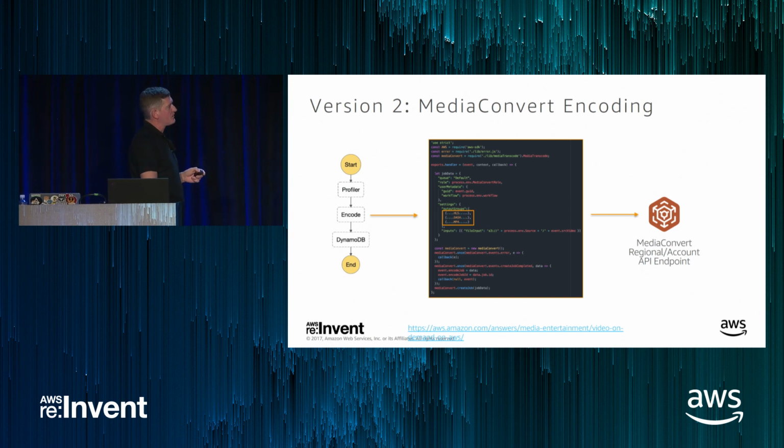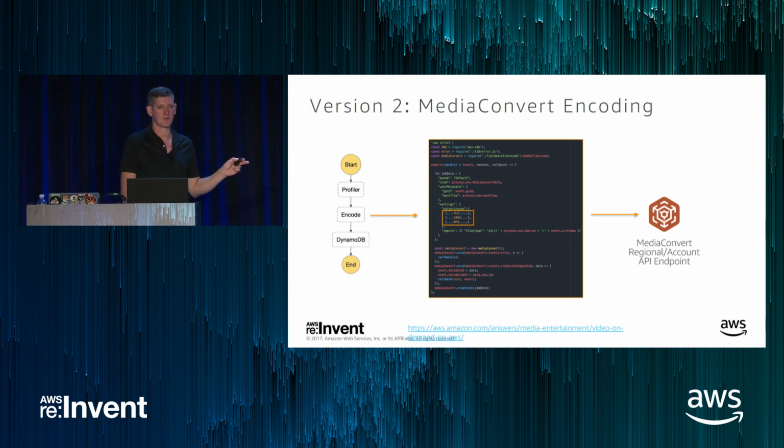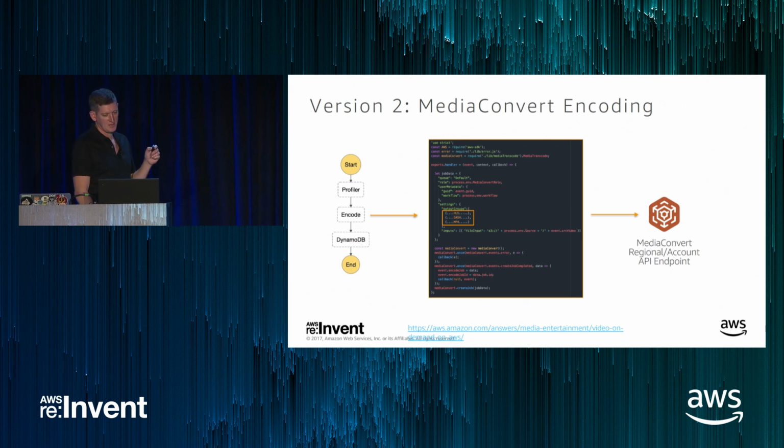The other piece we had was MEDIACONVERT. What was really nice about this new service is that there's no setup required. You can make an API call out to the service, and you can get back the custom endpoint for your account. So there is an API endpoint for each account and one per region. So you can actually make a call, get that API endpoint, and then we can define all of our inputs and outputs as a single JSON object as part of the encoding request.